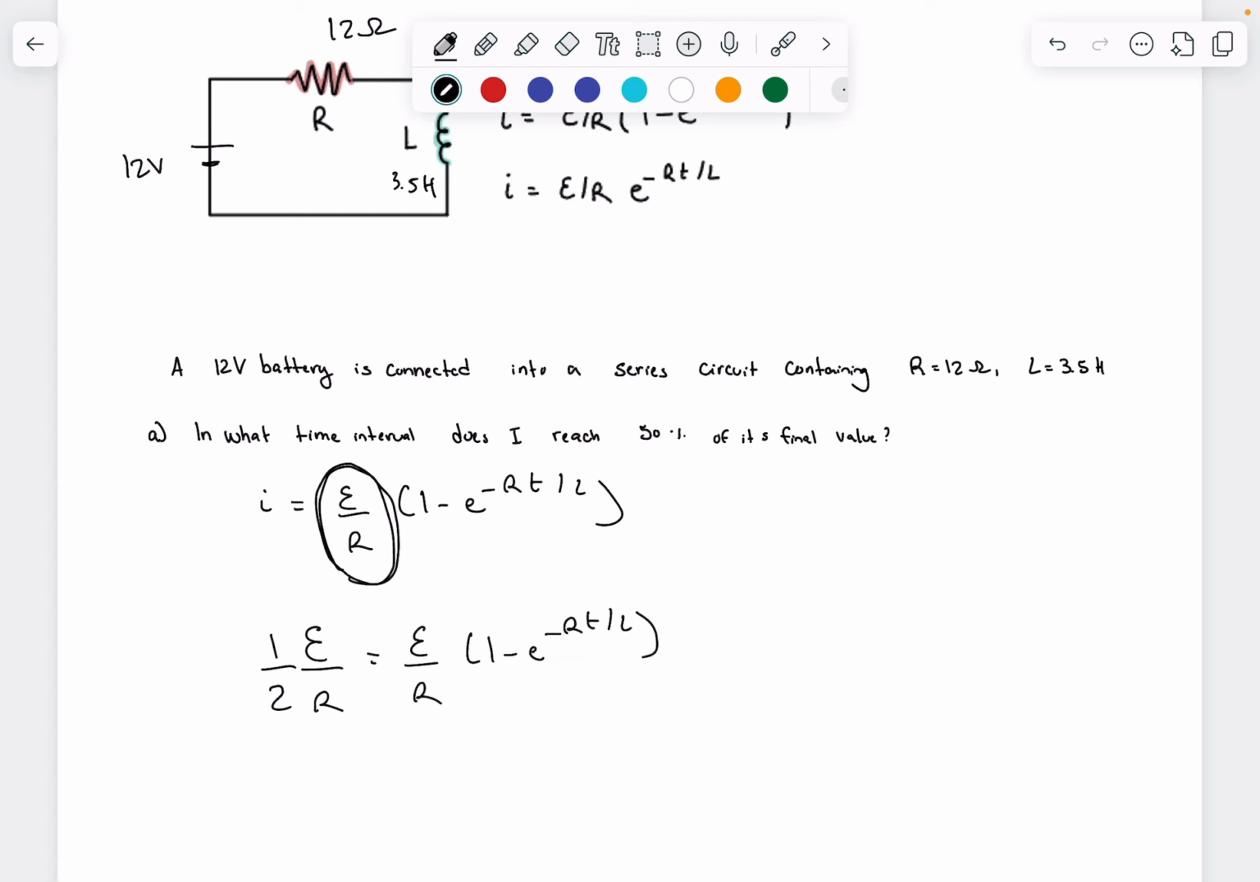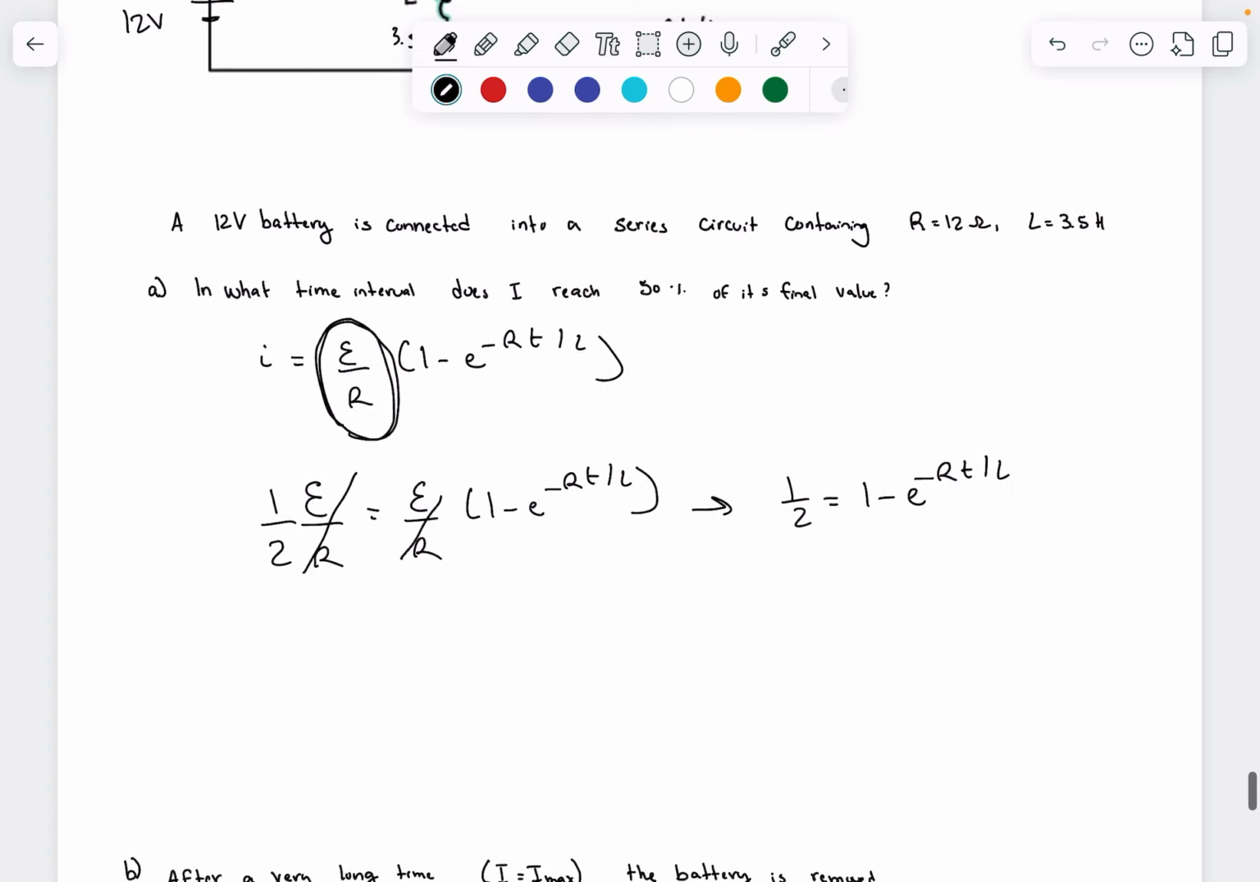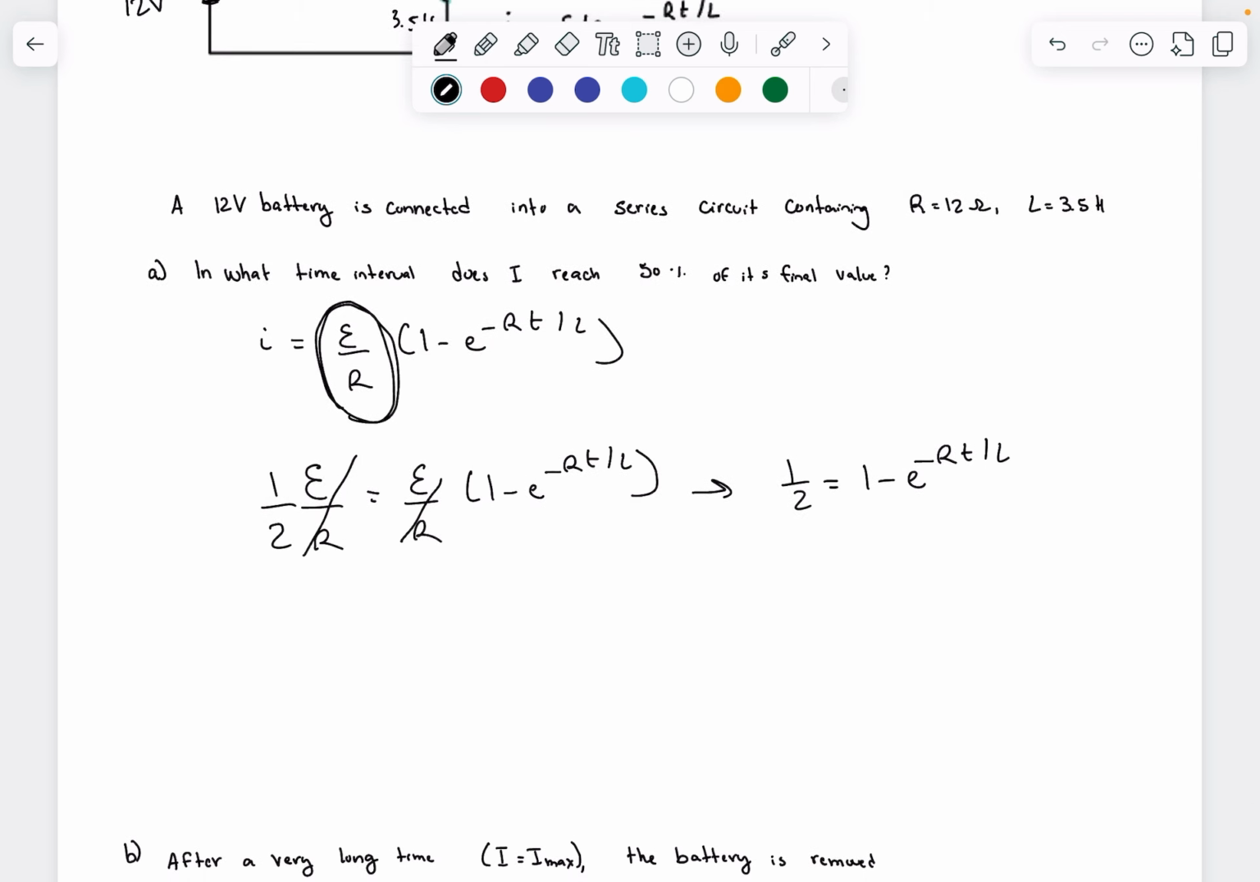And then you can straight away see that these two cancel out and you get 1/2 is equal to 1 minus e to the negative RT over L. I'm trying to figure out how much time this took, so I'm going to have to rearrange some stuff. First thing I can do is put e to the negative RT over L on one side, and that's equal to 1 minus 1/2.